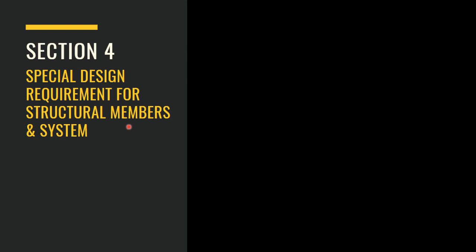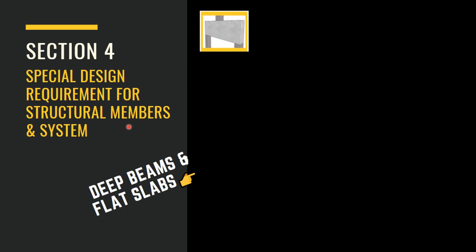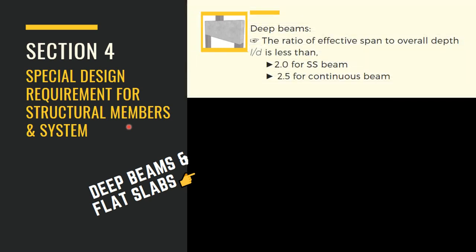First we shall see about the deep beams and flat slabs, and then we can move to the walls. First, deep beams. What is the deep beam? Whenever the ratio of effective span to overall depth, that is L by D, is less than 2 in case of simply supported beam, it can be called a deep beam. In case of continuous beam, that L by D ratio should be less than 2.5. So this is the deep beam.